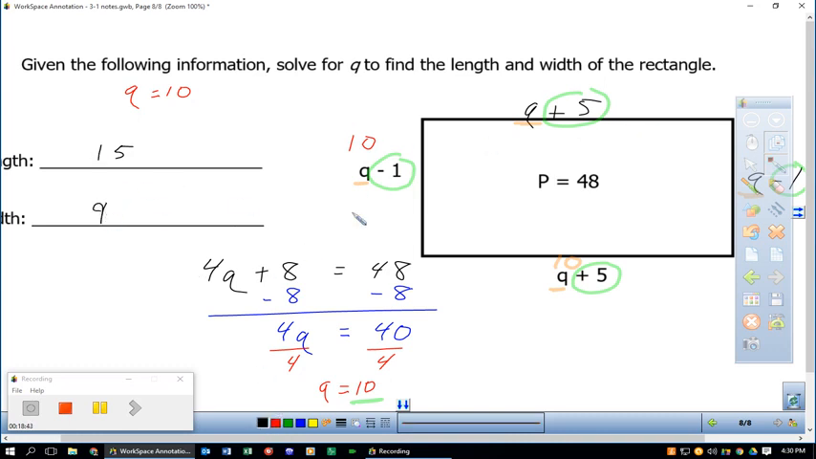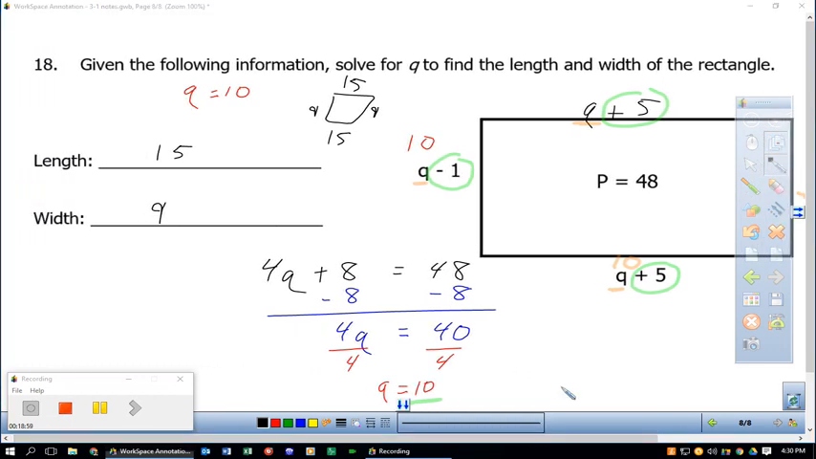Now, if you add these sides up, you have 15, 15, 9, and 9. Not to scale. Add these up, we get 24 and 24, and that's 48. So that actually does make sense in the end.